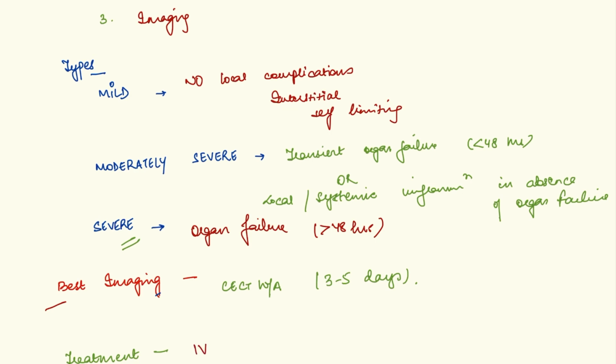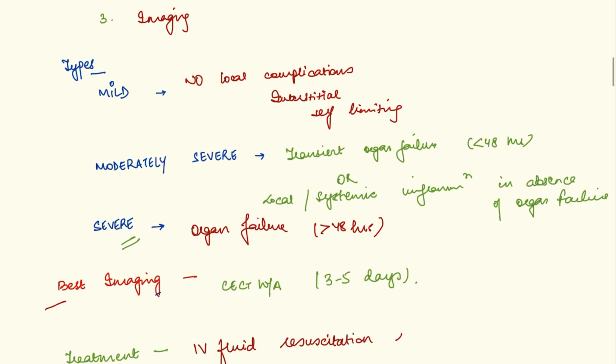This is very critical: IV fluid resuscitation. IV fluid resuscitation is critical. This is very important to prevent any local or systemic complications from the secondary inflammatory responses. We have to give IV analgesics. IV analgesics are so important because the patient comes with such severe pain that sometimes we have to give fentanyl patches and all, so that the pain is reduced.